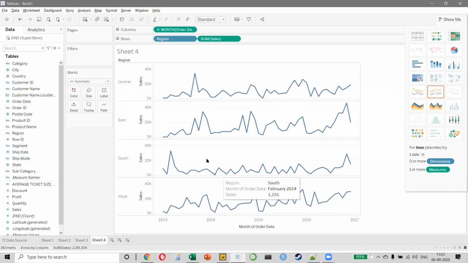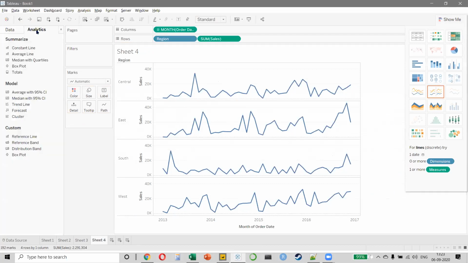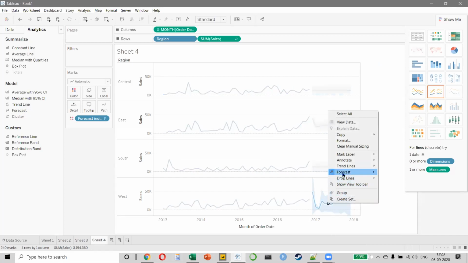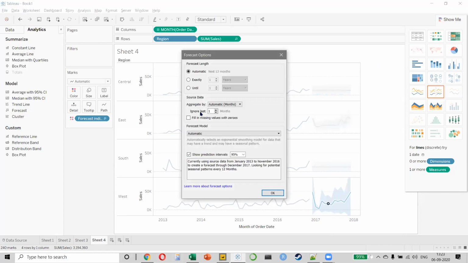But now you want to obviously see the forecast. So we can simply go to analytics, go to forecast. I'll just spend 2 minutes on it because everything is already there. You can simply select your forecast and put it inside and you get a forecast like this. If you want to change the model, you can right click and on forecast, you can click on forecast options and then you have different models that you can choose.